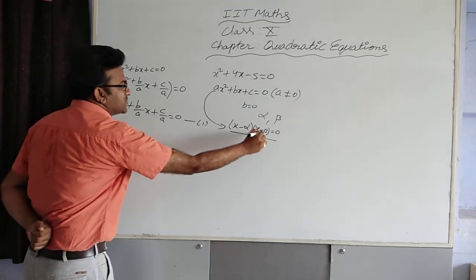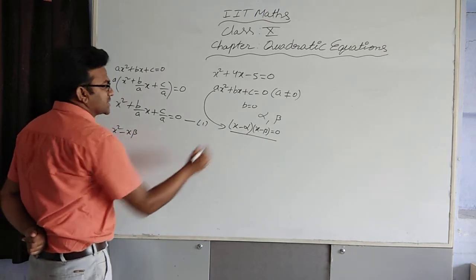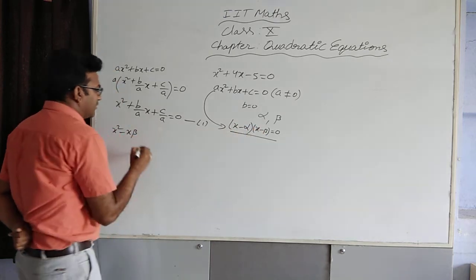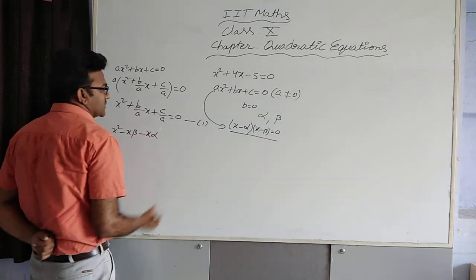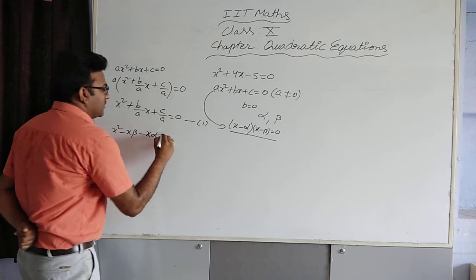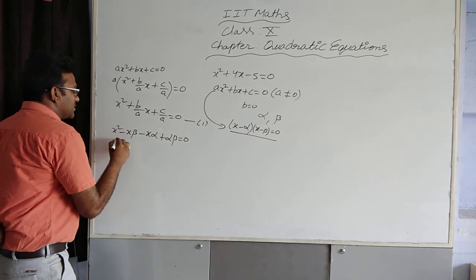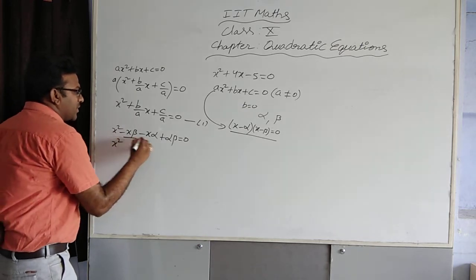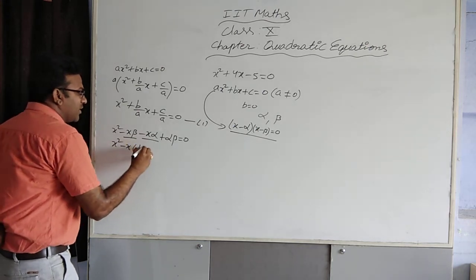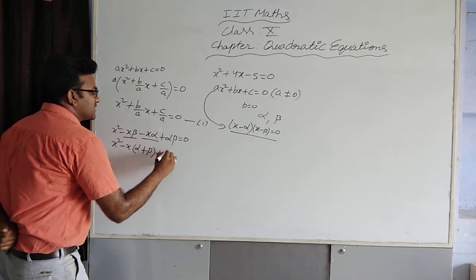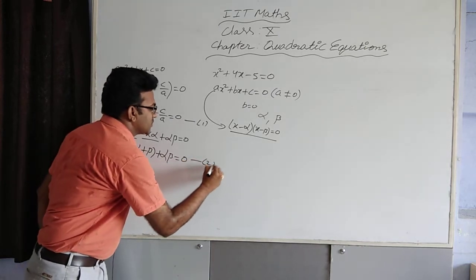Now I multiply these two. x into x minus beta gives x square minus x into beta. Next I multiply with minus alpha: minus x into alpha. Then minus alpha into minus beta gives plus alpha into beta, equal to 0. So finally I get x square, taking minus x common, alpha plus beta, plus alpha into beta is equal to 0. This is equation number 2.